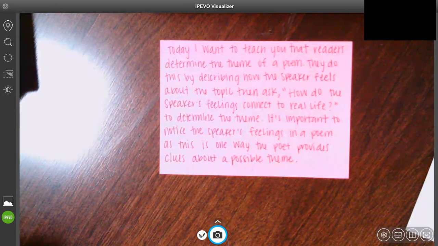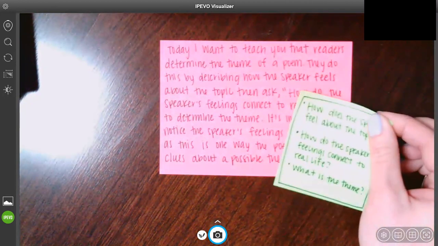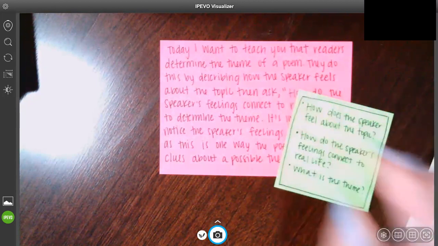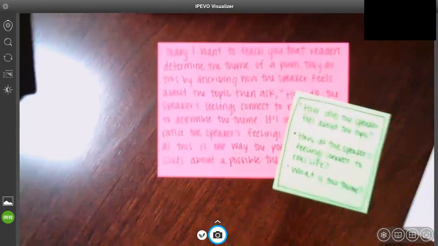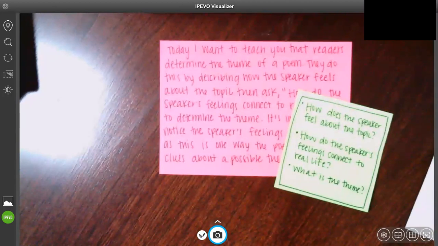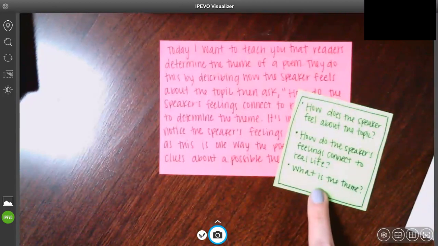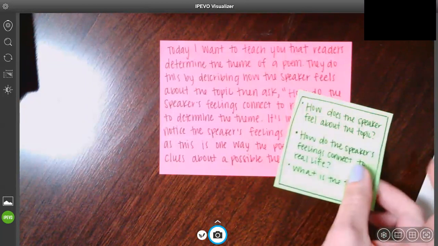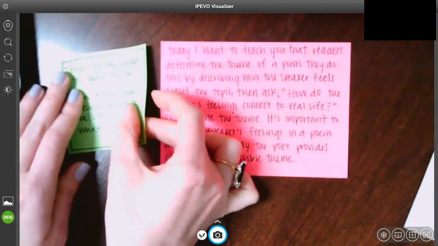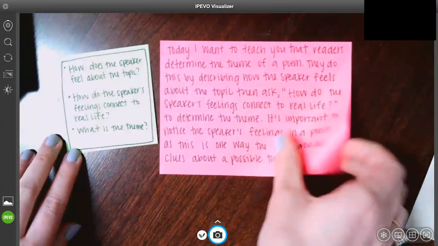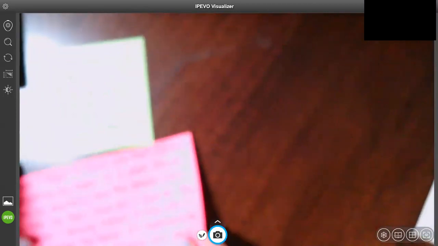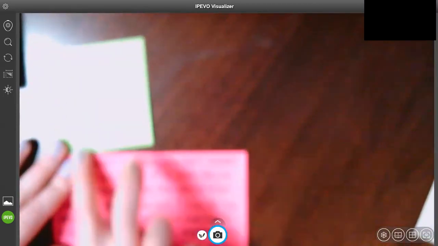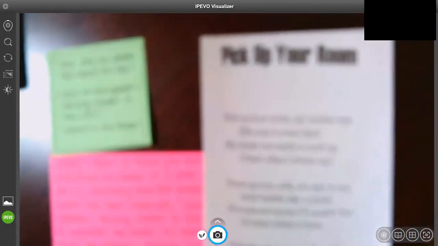As we go throughout our lesson today, we're going to be asking ourselves these three questions. How does the speaker feel about the topic? How do the speaker's feelings connect to real life? And what is the theme? We're going to take a look at a poem titled, Pick Up Your Room. I'm going to put our questions over here for us in our teaching point. Okay, so pick up your room.